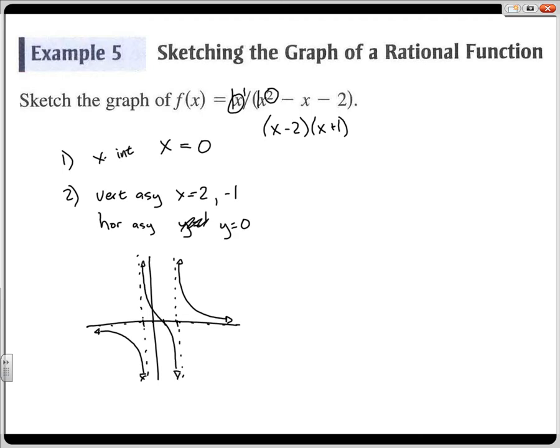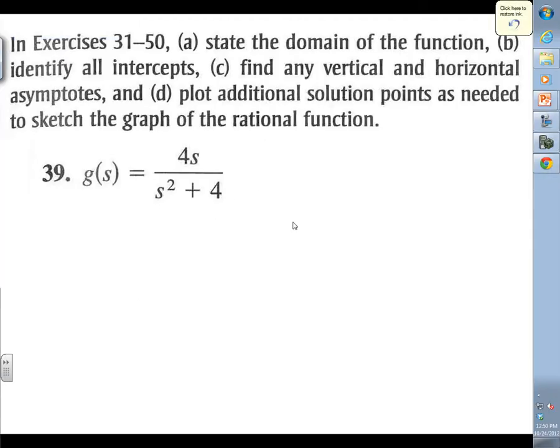which introduces an interesting point. I thought we couldn't cross the horizontal asymptote. That's definitely true. And so right here, right on the line, we're actually going to have a little hole. We're not going to cross that point, okay, because we cannot be at y equals 0. All right, so that's our sketch. Let's go ahead and see if you can do a tough one as well on problem 39, 4s over s squared plus 4.